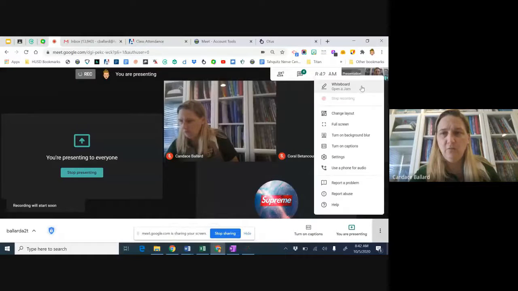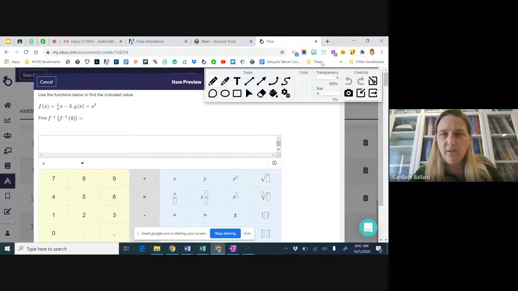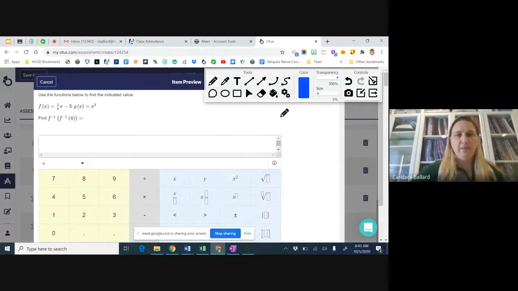Whiteboard, open a jam. Cool. All right, so let's see if I can get this to work. I have a new tool going this morning here, and get a color that is somewhat decent. Okay, so I can just scribble on the top of this thing, maybe.